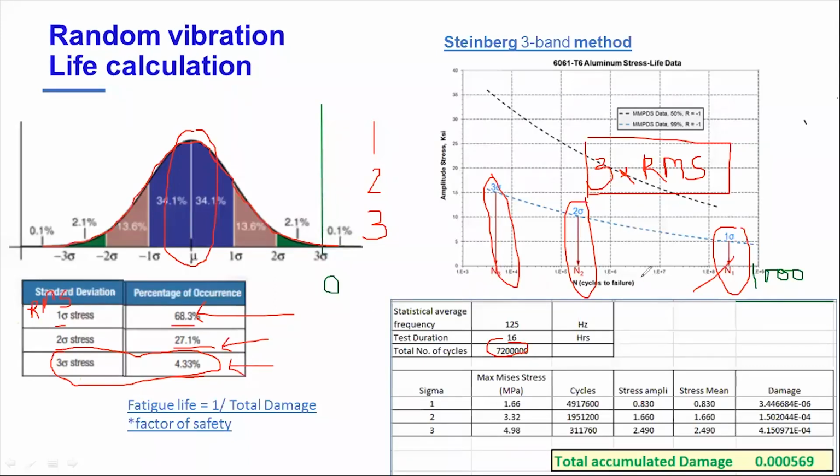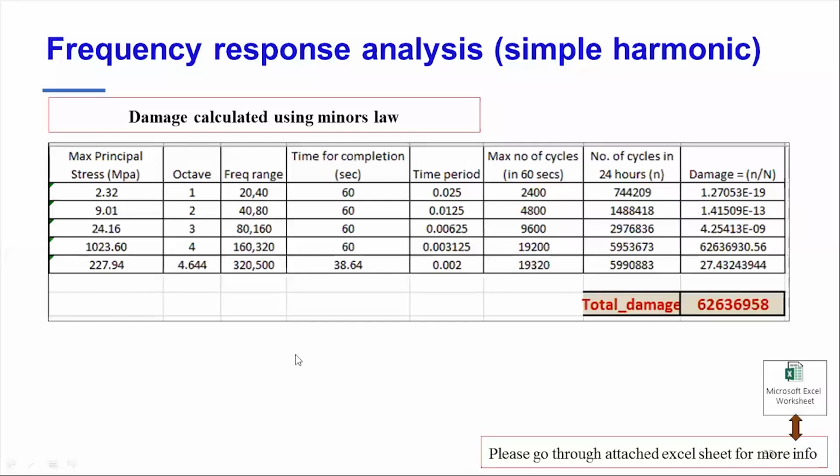Okay, so for different numbers of cycles and different cycles to failure at that stress, you get different damage. You calculate that. When you sum up that damage, the damage should be less than 1. So that is what your Steinberg approach says. So guys, this is the last slide, where I briefly also have included the fatigue estimation for simple harmonic, or frequency response, or harmonic analysis as we say.